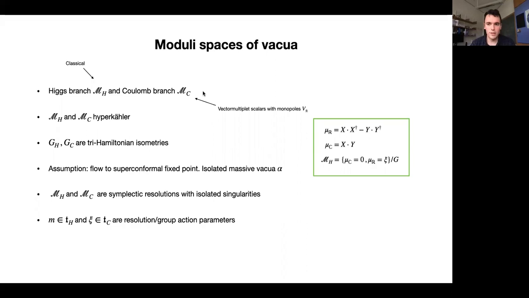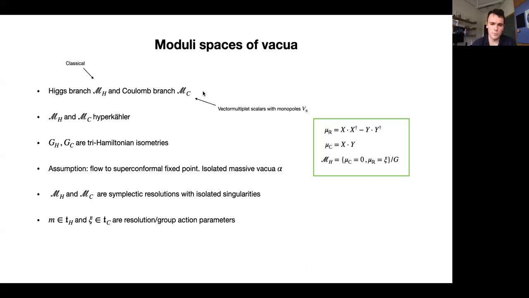Generally, supersymmetry constrains both these moduli space branches to be hyperkähler manifolds. And the global symmetry GH cross GC will act as a tri-Hamiltonian isometry on each of these branches. Now, it's an assumption throughout this work that our theories flow to conventional superconformal fixed points. So we're going to assume that the theories are good or ugly in the Gaiotto-Witten classification of 3D SCFTs.